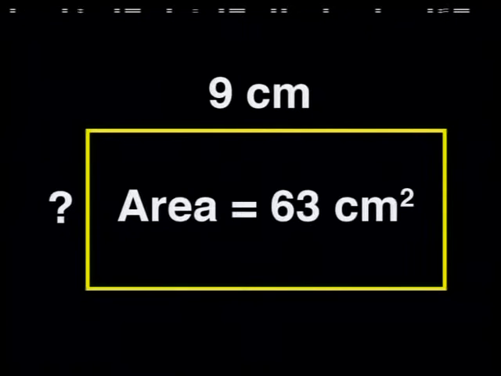As in the previous lesson, we are going to be using our knowledge of the area of a rectangle as a useful tool to help us. Here's the first example of division. The area of a rectangle is 63 centimeters squared. One side is 9 centimeters long. What is the length of the other side?